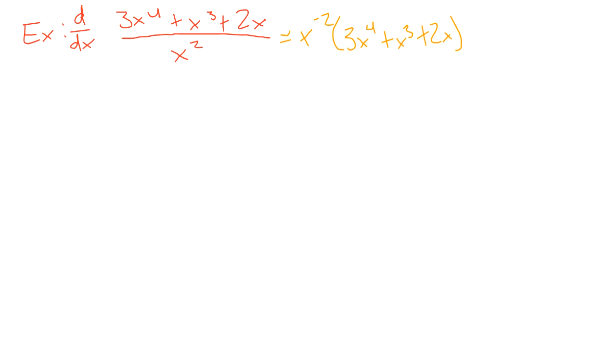Or we can even go a step further. We can divide everything in the numerator by x squared and get a new function, 3x squared plus x plus 2 over x. Once again, we can use three different methods to find the same derivative. So let's just try each one, to get a better idea of how all of our rules work.